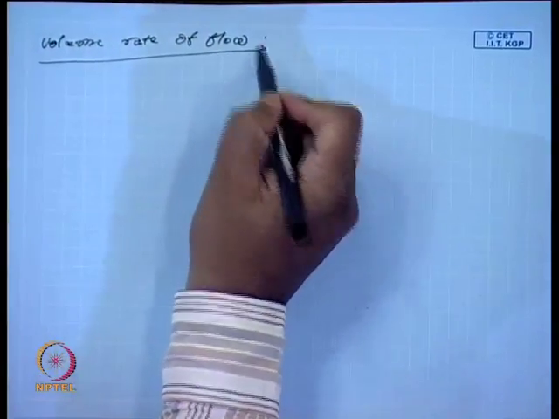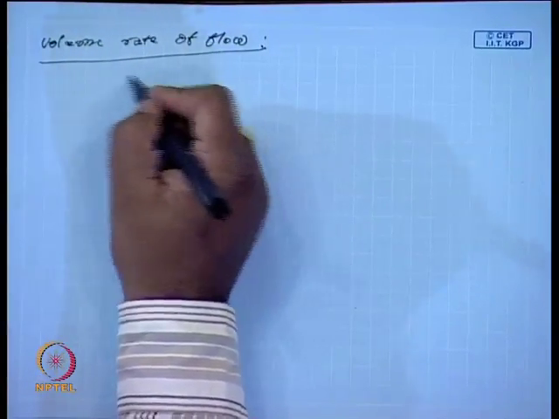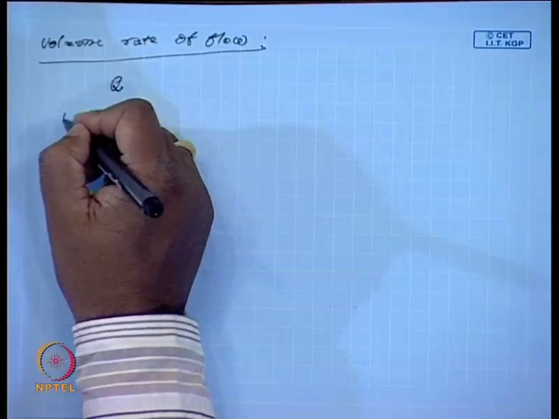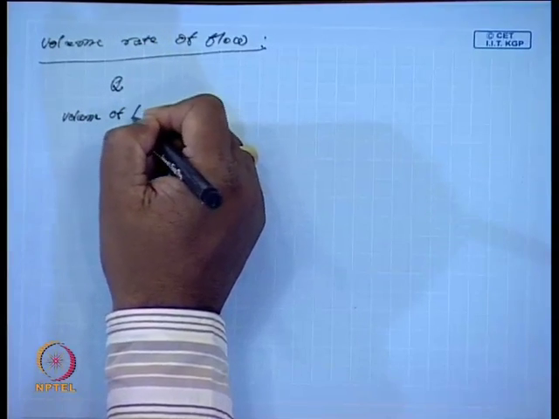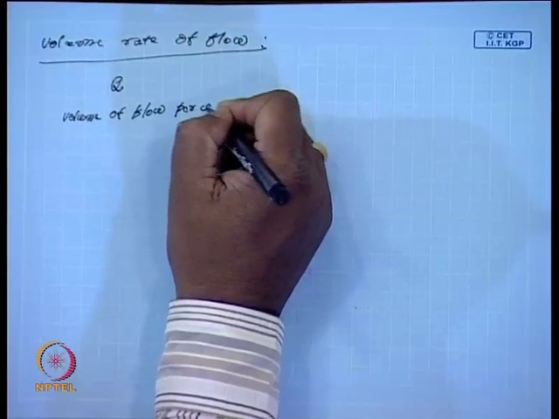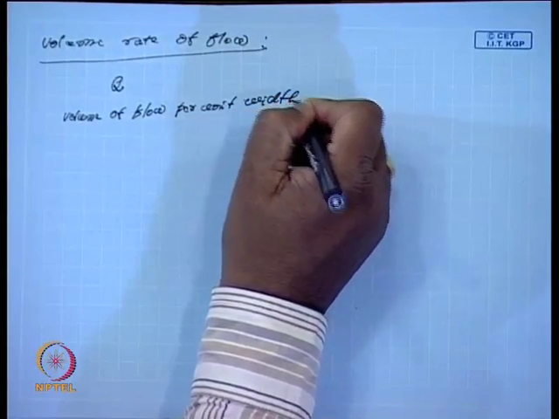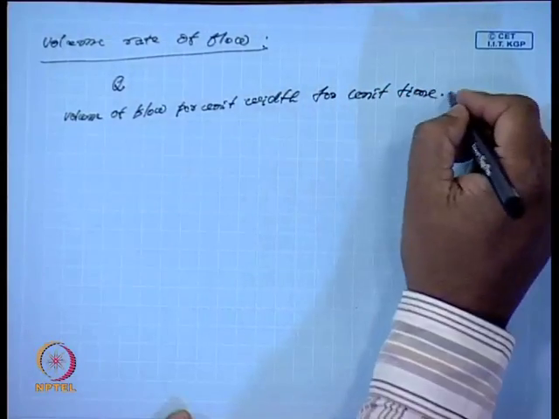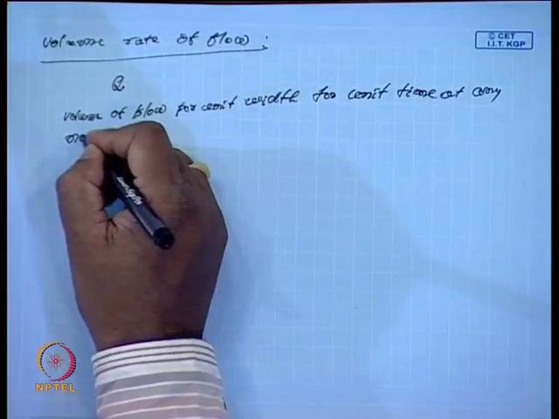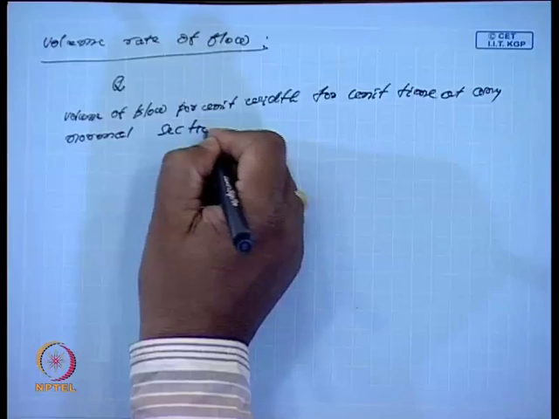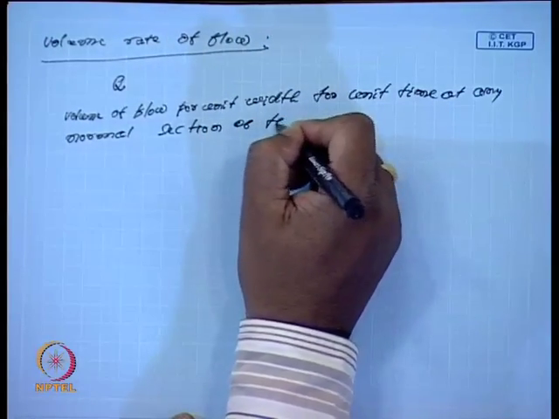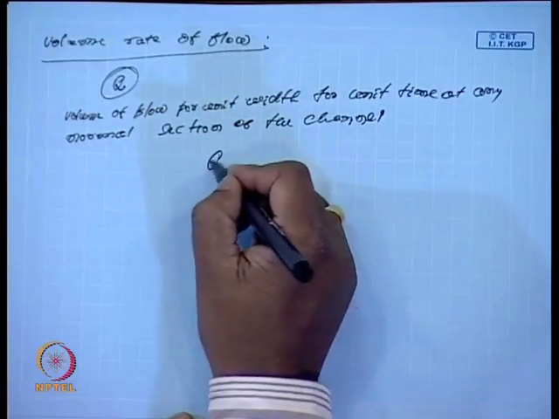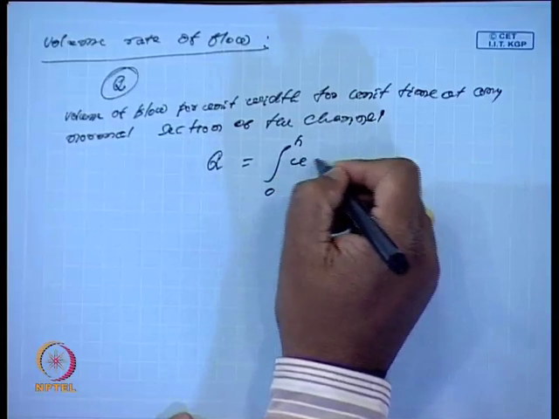If I say Q as the volume of flow per unit width per unit time at any normal section of a channel, then this Q is given by the integral from 0 to h of u dy.